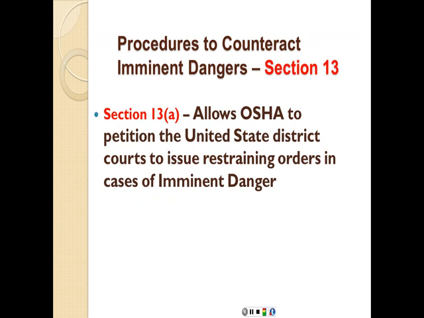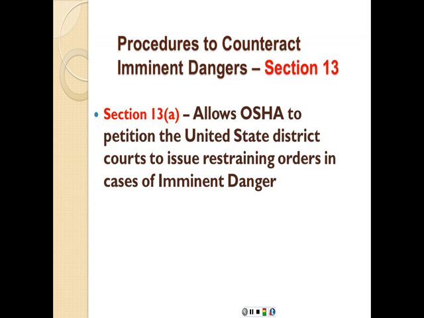The procedures to counteract imminent dangers under Section 13. Section 13A allows OSHA to petition the United States District Court to issue restraining orders in case of imminent danger. Again, imminent danger means that something is very close to cause a major accident or incident on site.